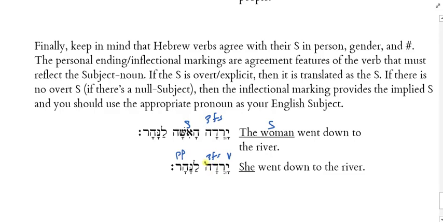So I'm going to use the 3FS marking to understand that the subject is a she, and I'm going to use that as my subject here in my English sentence. She went down to the river. I can't just translate that as went down to the river. I have to use the 3FS pronoun she in my rendering. Okay?